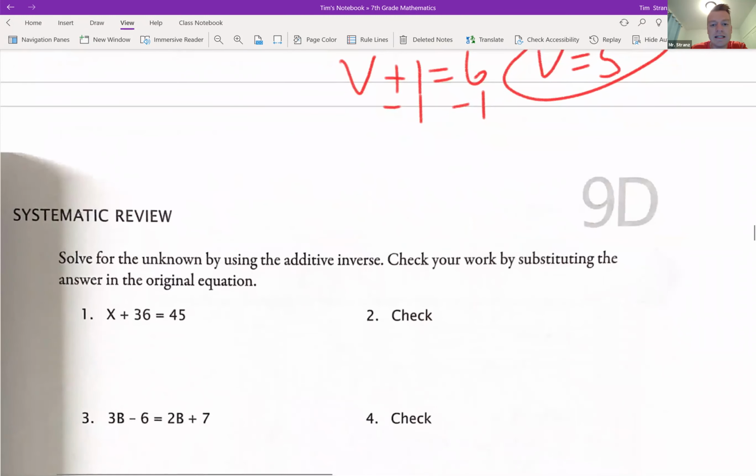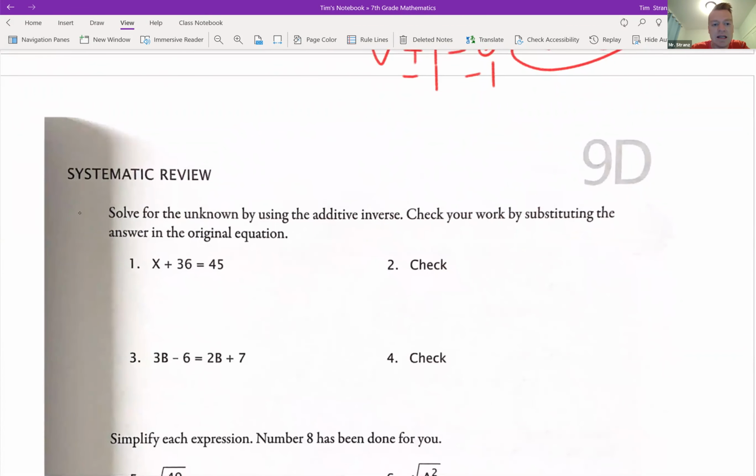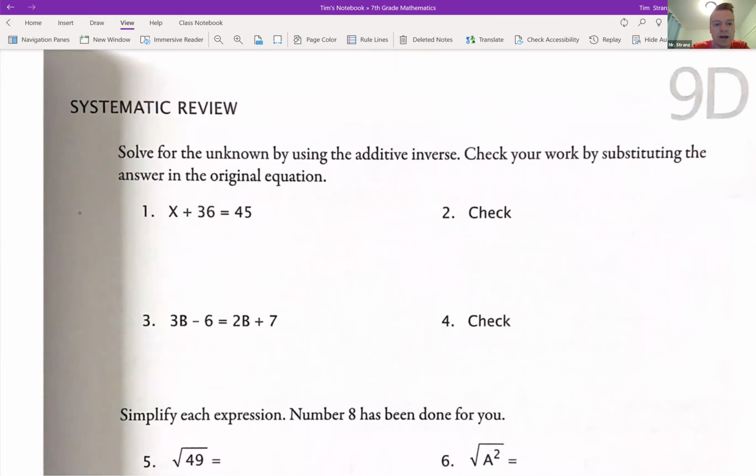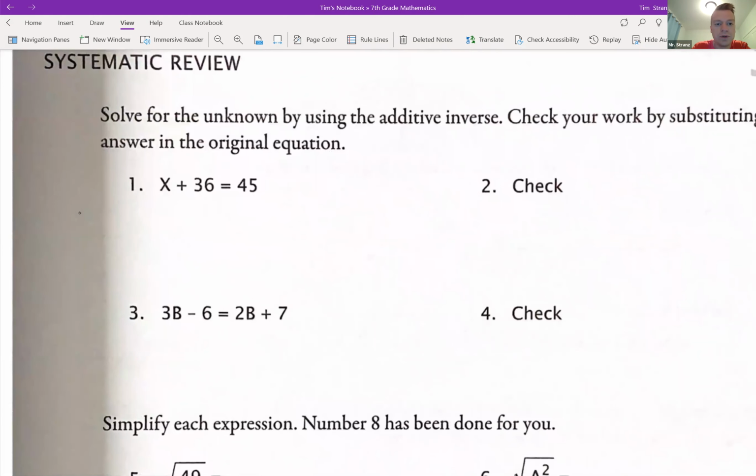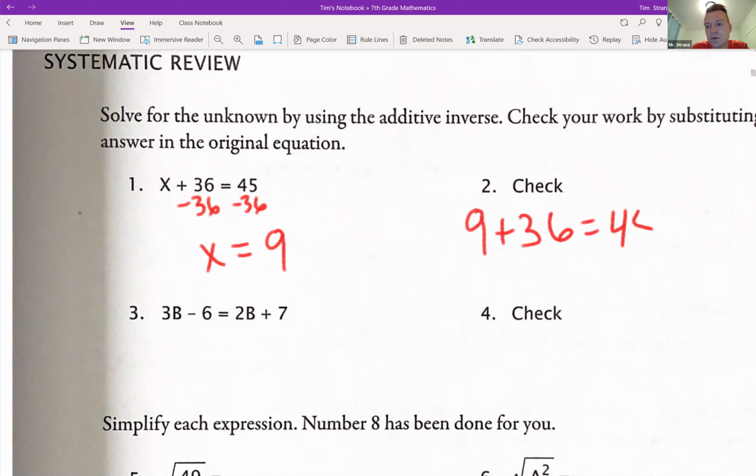If we look at 9D, doing the same thing, just trying to get x by itself. I'll do number 1 with you. So x plus 36 equals 45. To get rid of this 36, I'm going to do the opposite. So I'm going to subtract 36. X equals 9. If I want to check my answer, I just put 9 in for x. So 9 plus 36 does indeed equal 45.